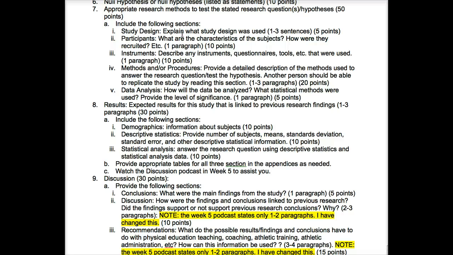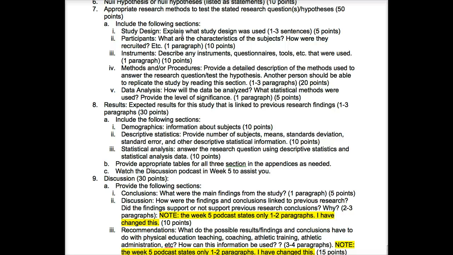After this is the methods or procedures section. In this section is the very detailed description of how you did the study. It should be very, very specific. You need to include obtaining institutional review board approval. Another person, I should be able to read this section and redo your study by just reading the methods section. Make it detailed. It's probably going to be longer than 1 to 3 paragraphs, but I don't think you can get it done in 1 paragraph, so it's probably going to be more like 3 to 5 paragraphs.